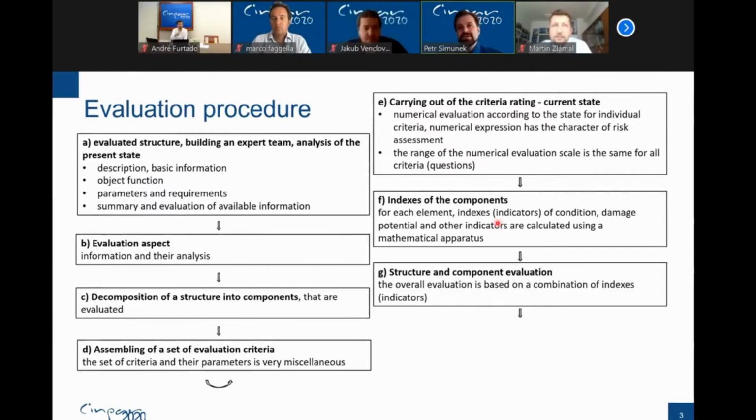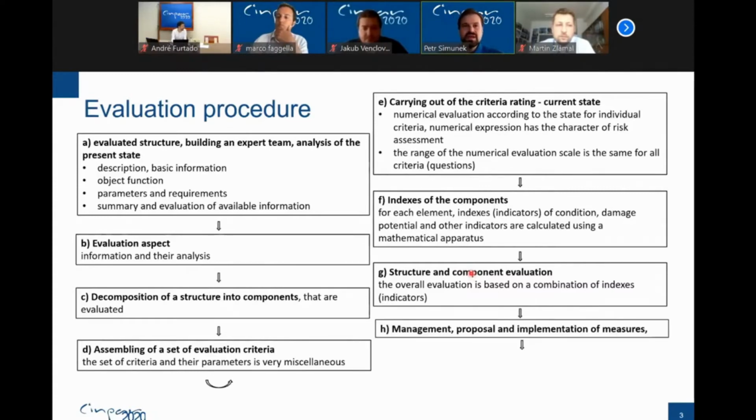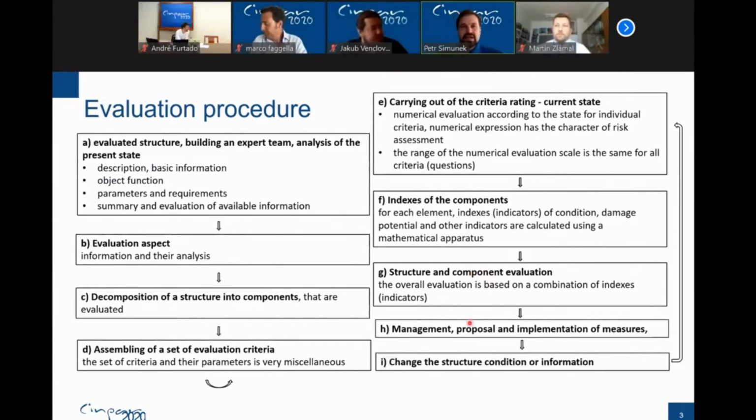The final assessment is performed on the basis of a combination of information on the risk of economic and safety consequences, the condition of the building, and an estimate of the probability of failure. Based on the evaluation, the design and implementation of measures is performed. And at the end, the evaluation is carried out periodically according to plan or on the basis of new requirements or information.